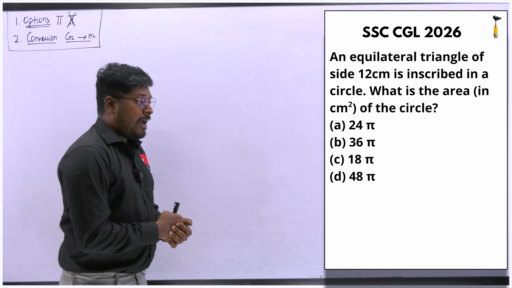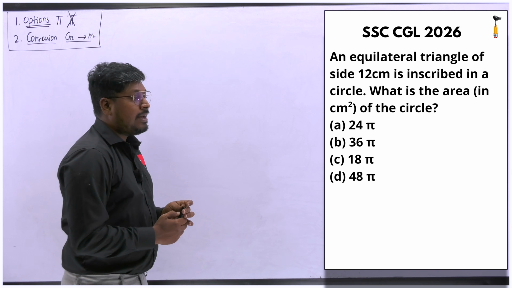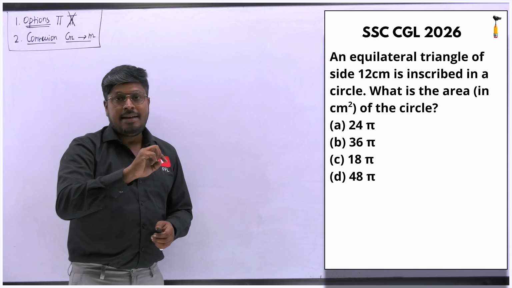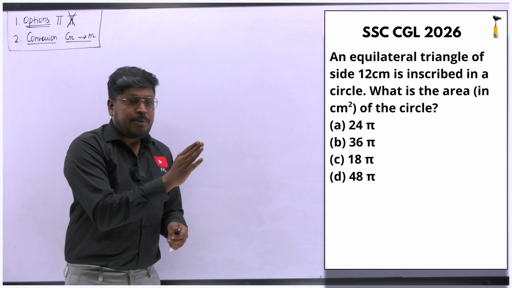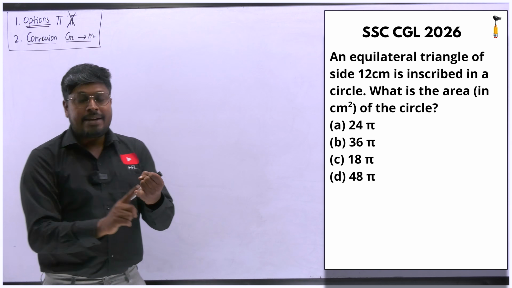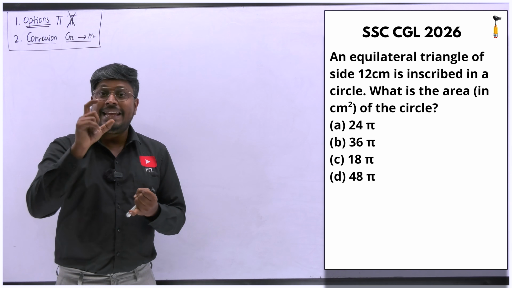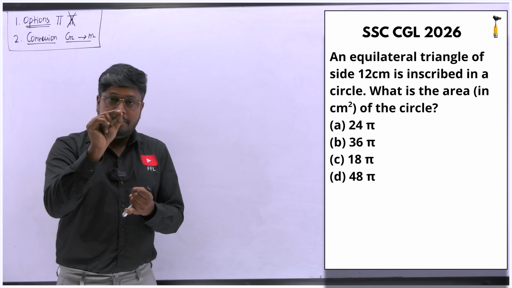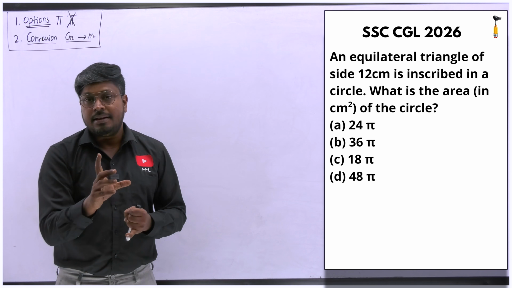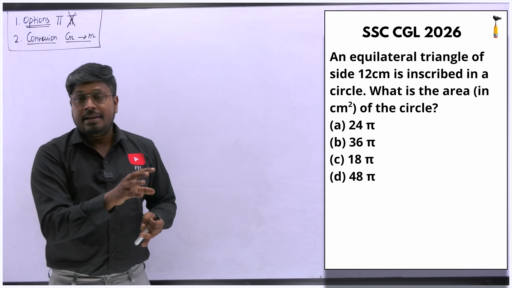An equilateral triangle of side 12 centimeter is inscribed in a circle. What is the area of the circle? See, inscribed in a circle means inside a circle there is an equilateral triangle. At the start of this video I told you, right? You have to learn two important formulas. One is the equilateral triangle area formula, and second is how to find the radius, right? How to find the distance from the center point to the vertex of the equilateral triangle, which acts as the radius of the circle. So there are two important formulas that you need to learn in this concept of circles.